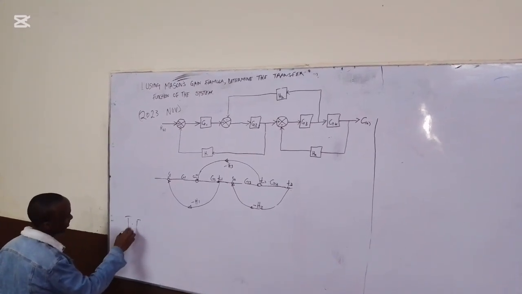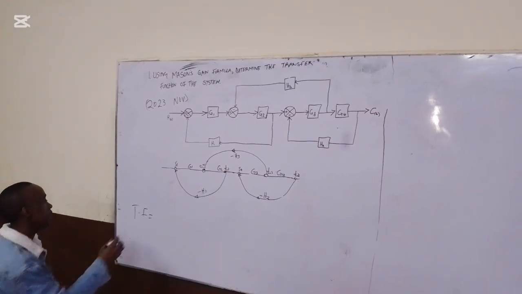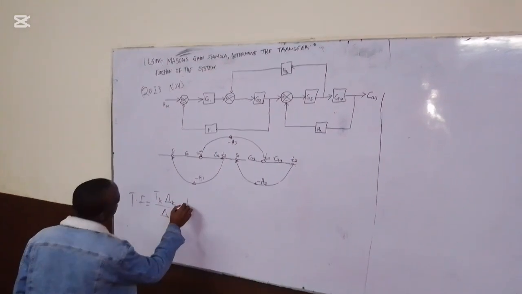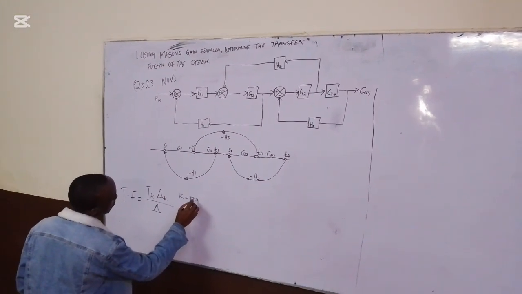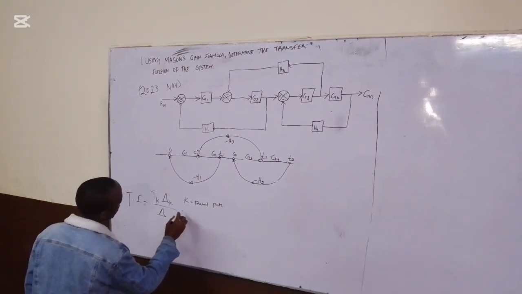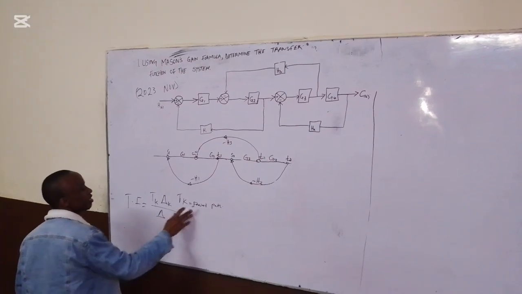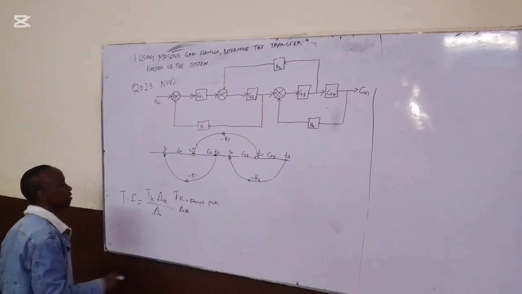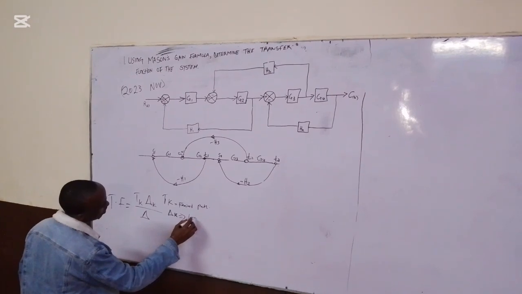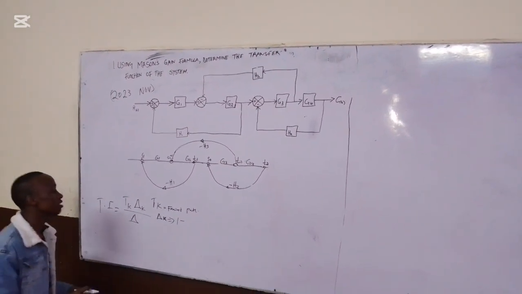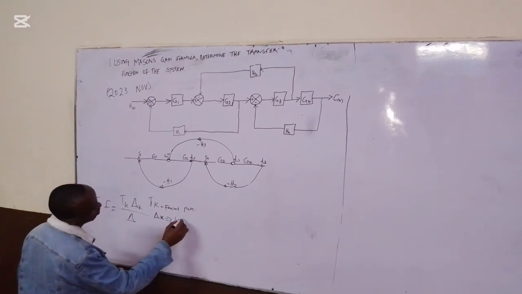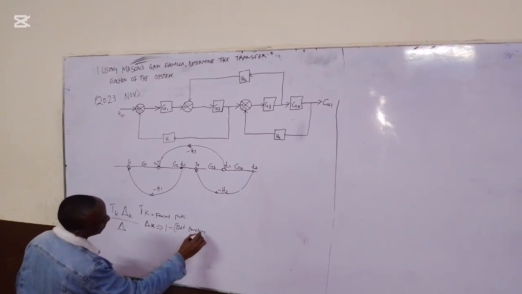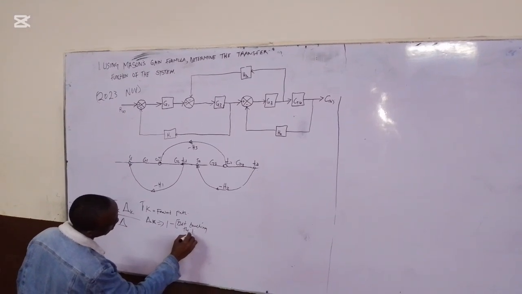So the transfer function, in Mason's gain formula, is given by the sum of Tk delta k divided by delta, where Tk, not T but Tk, represents the forward path, and delta k is given by 1 minus any loop which is not touching the forward path, minus the loop which is not touching the k path.